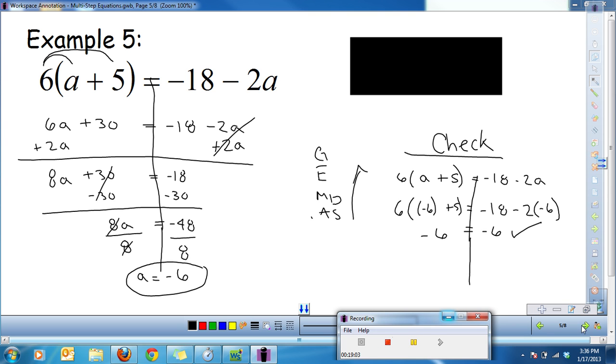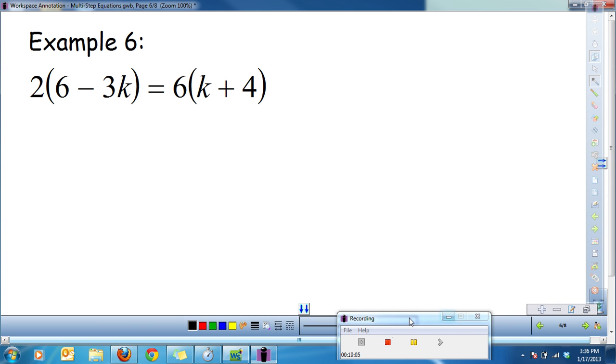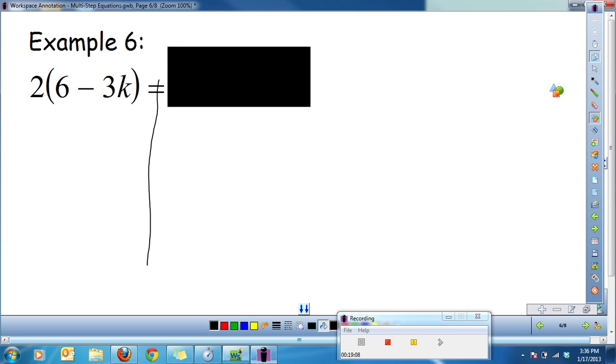Alright, let's do one more example. In this example, we're going to follow the same steps. So the first thing we want to ask ourselves: are both sides simplified? Let's look at the left-hand side. Are both sides simplified? No. I actually see some distributing I can do.